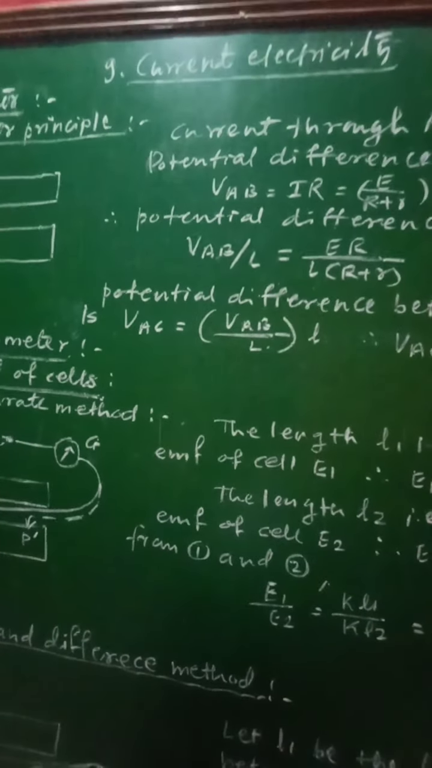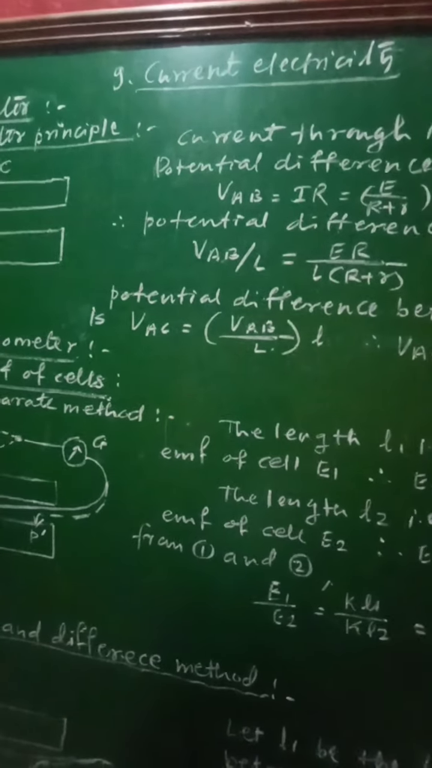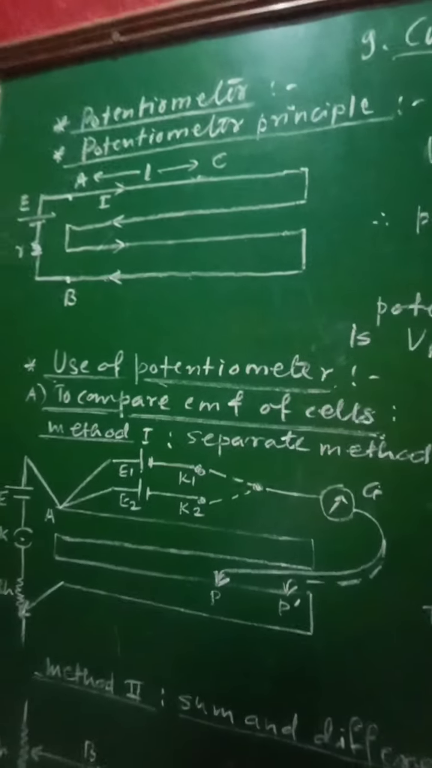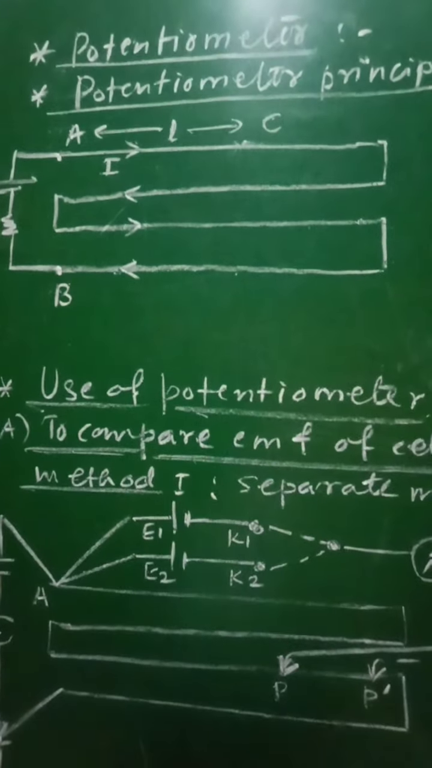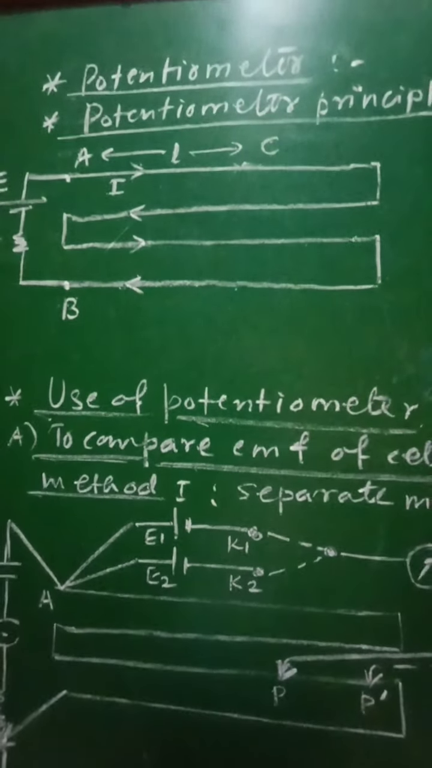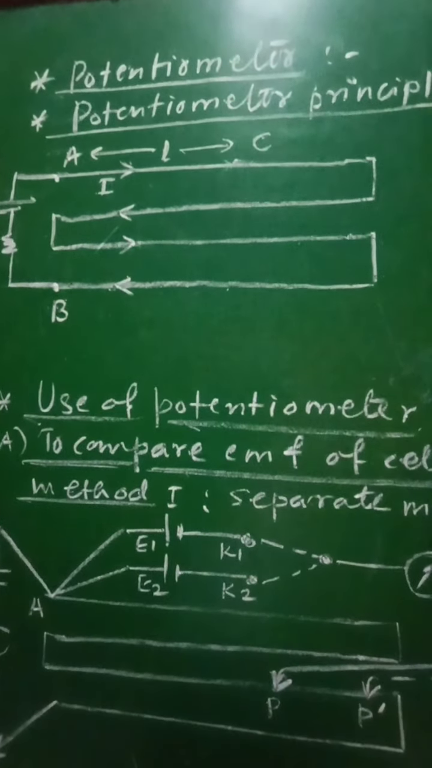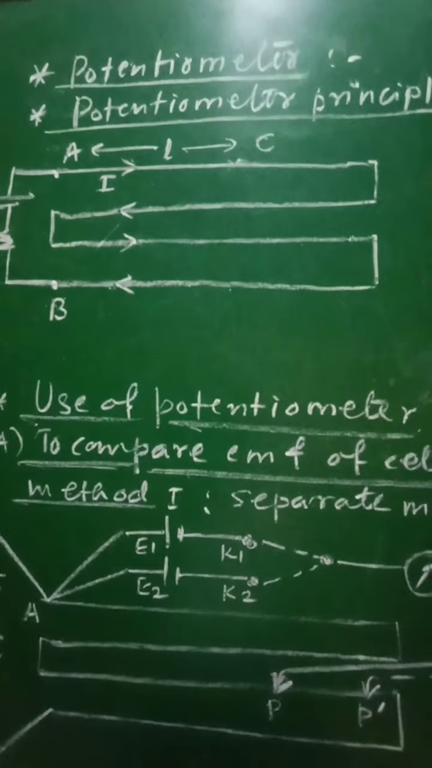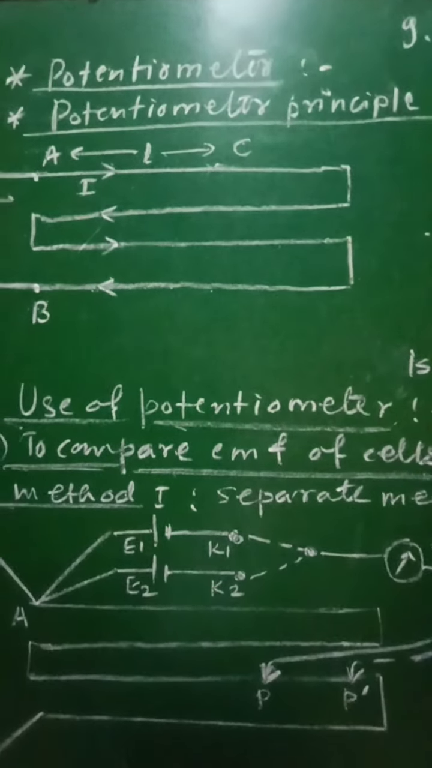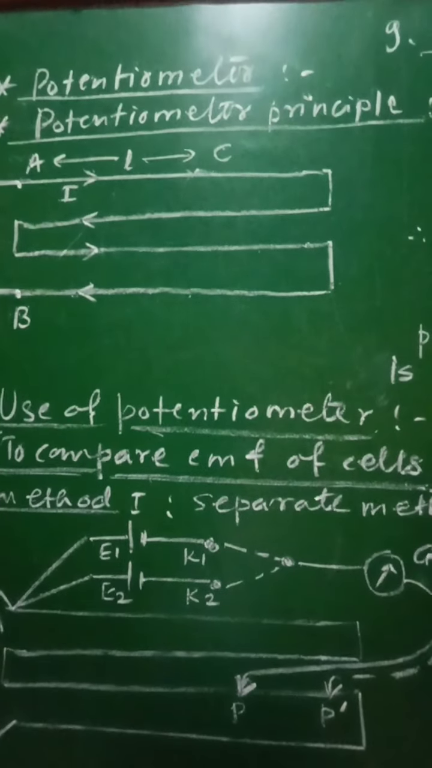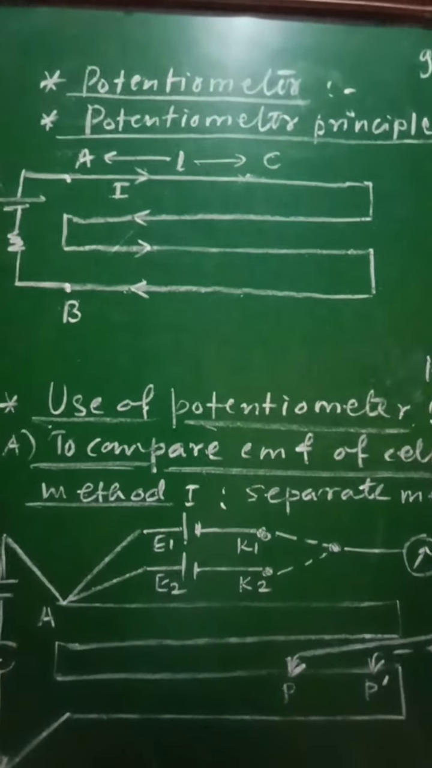Standard 12th subject physics, 9th chapter current electricity. From this chapter let us see potentiometer. So potentiometer is the electric device which does not draw any electric current from the circuit and can be used as a voltmeter for accurate measurement of the potential difference.